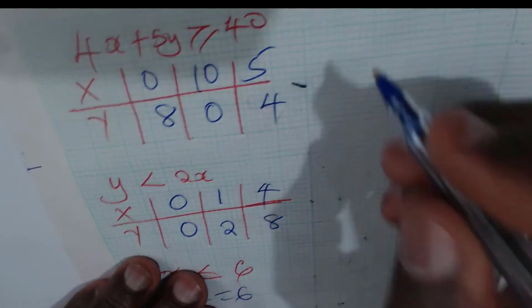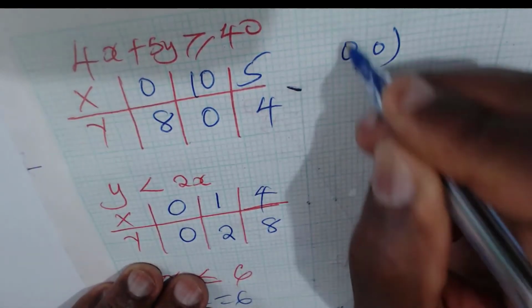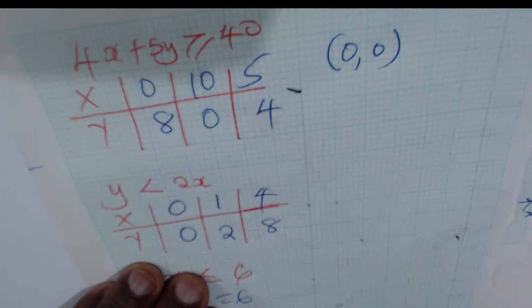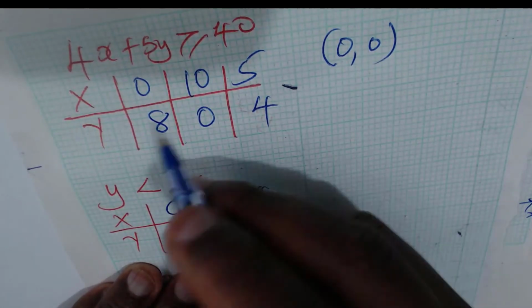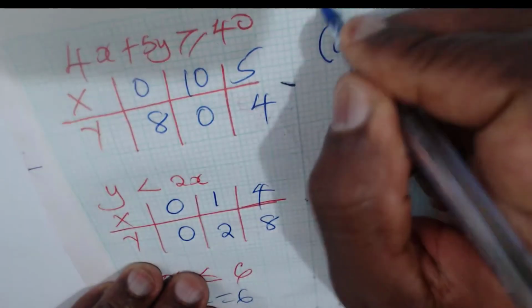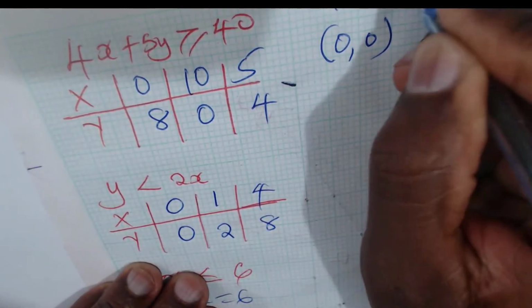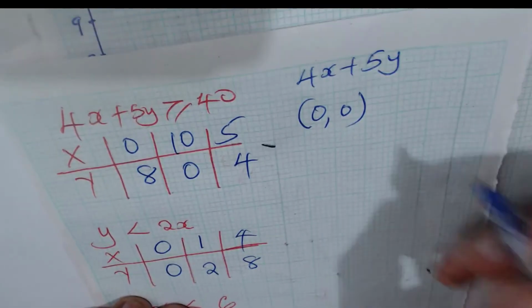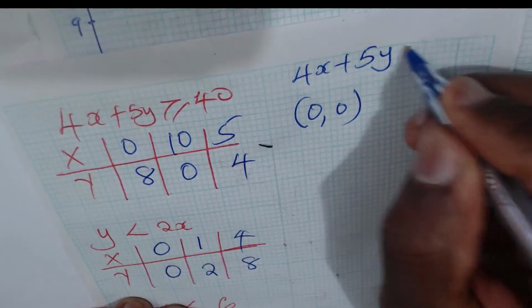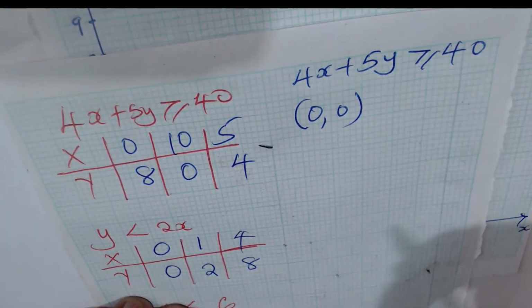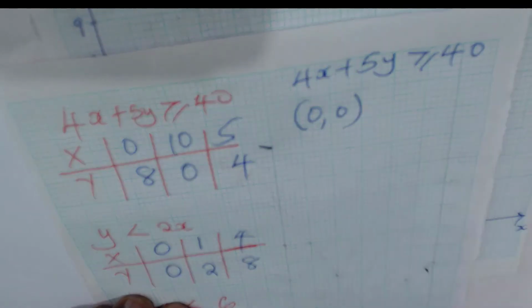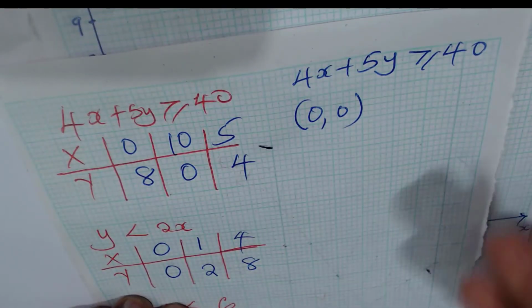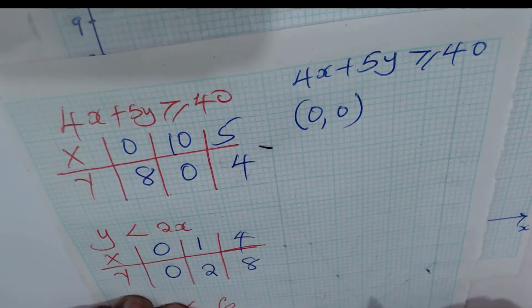I pick a point like 0, 0, and then I want to test in this equation, 4x plus 5y is greater than or equal to 40. If it satisfies, that is the required region, and I will not shade that. If it doesn't satisfy, then I know that is the unwanted side.